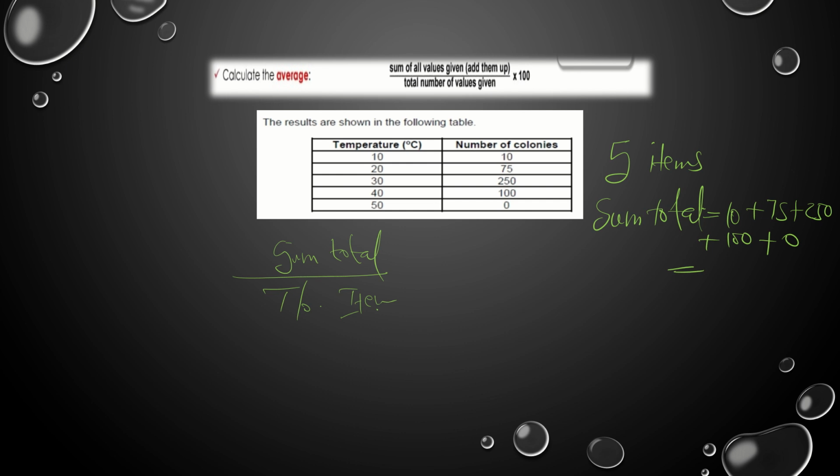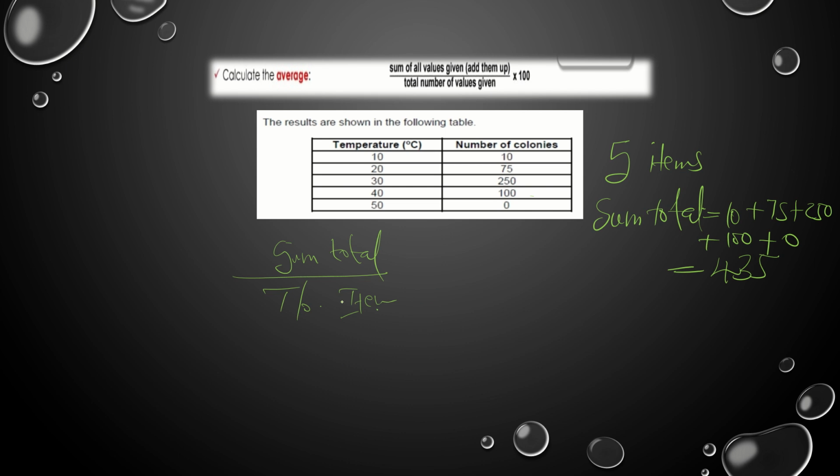So you have to now add the sum of everything here, which is 10, 75, which gives you 85, plus 250, which gives you 335, and then also add 100, it gives you 435 and the 0. So what we have here is 435. This is your sum total.